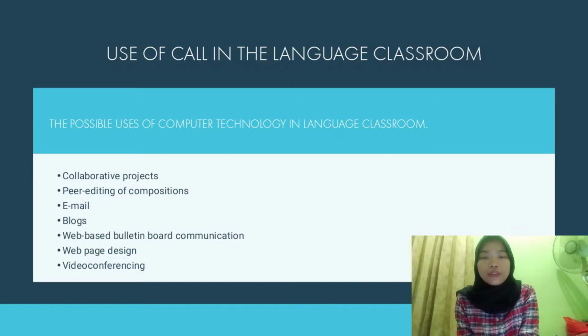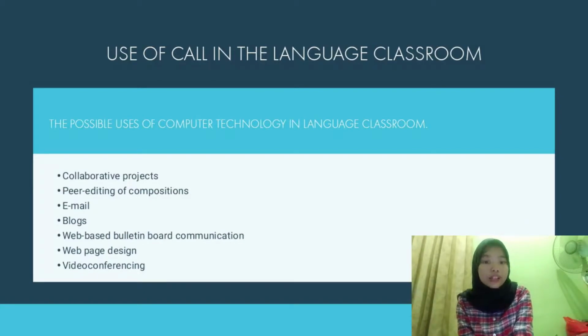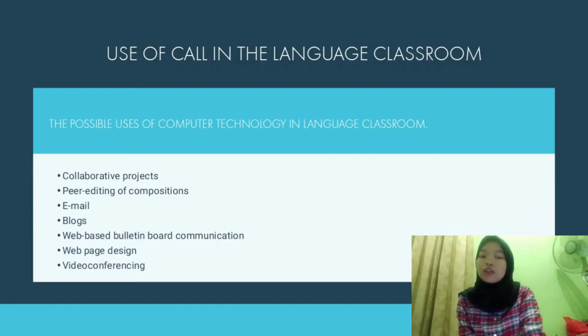Now, I would like to give the explanation about uses of CALL in the language classroom. So, the first is collaborative projects. The analysis of data can be done with the management or statistical processing software. Charts, graphics, and text can be generated for the presentation of findings to the rest of the class.